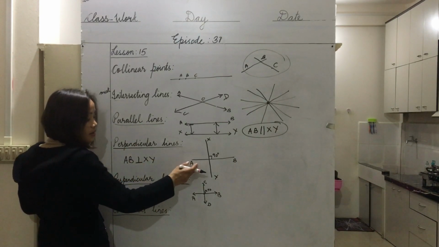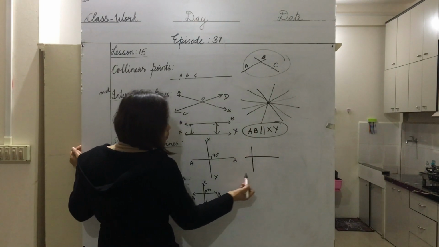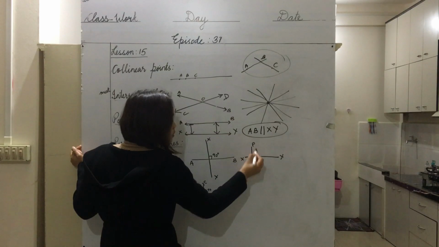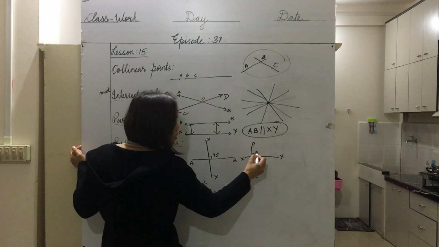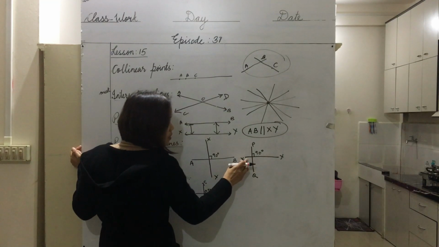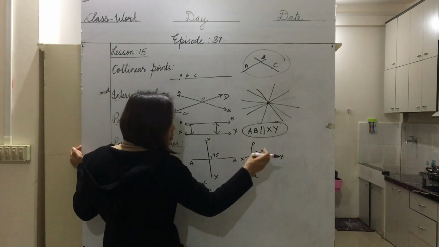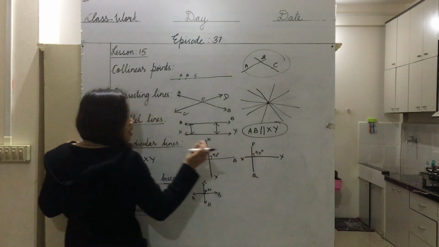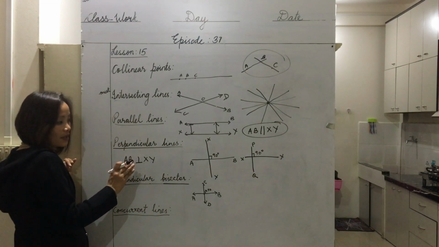Perpendicular lines, for example XY and PQ, they cross each other and make 90-degree. But when we look at the point of intersection, it's not at the midpoint of XY, but still they are perpendicular lines, right? If they make 90-degree, they are perpendicular lines.